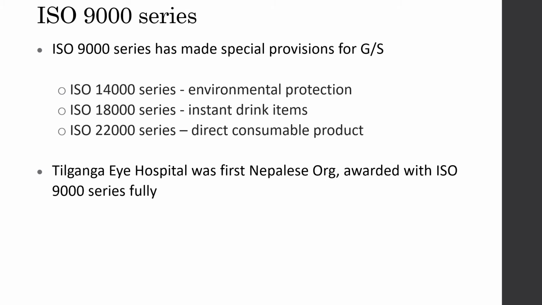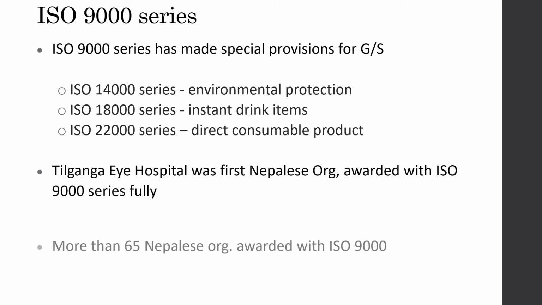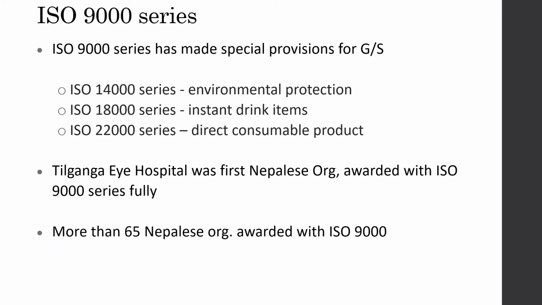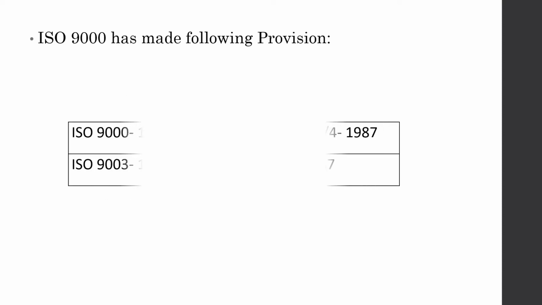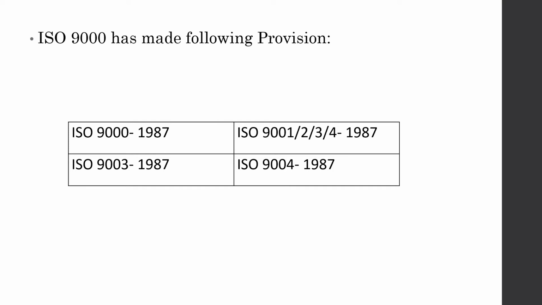Tilganga Eye Hospital, a Nepalese organization, was awarded with ISO 9000 series fully. More than 65 Nepalese organizations have been awarded with ISO 9000. Now talking about ISO 9000, it has made the following provisions. ISO 9001, 9002, 9003, 9004 in 1987. Now talking about Kanban.